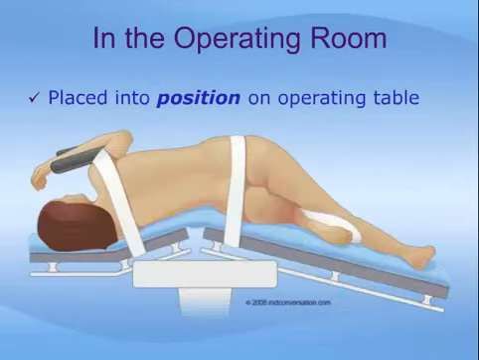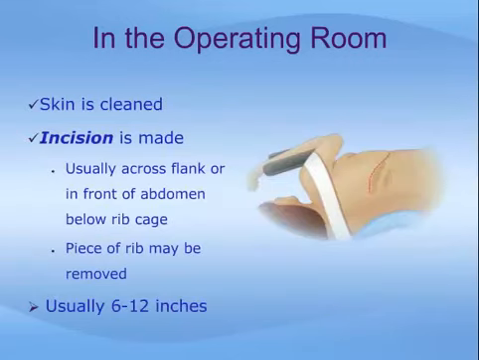The doctors and nurses will then carefully position you on the operating table in such a way as to optimize the ability of the surgeon to carry out the operation. This drawing shows the most common position, with the patient on her side and the table bent in the middle. Once positioned, the skin is cleaned with special antibacterial solution, and an incision or cut is made.